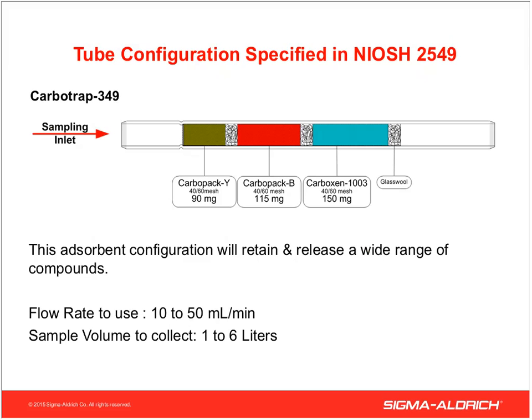The Carbotrap 349 tube that's specified in the NIOSH 2549 method is packed with 3 different adsorbents: Carbopack Y at the beginning of the inlet, a little bit stronger Carbopack B, and a stronger Carboxen 1000 at the outlet of the tube. So this adsorbent configuration will retain and release a wide range of compounds.